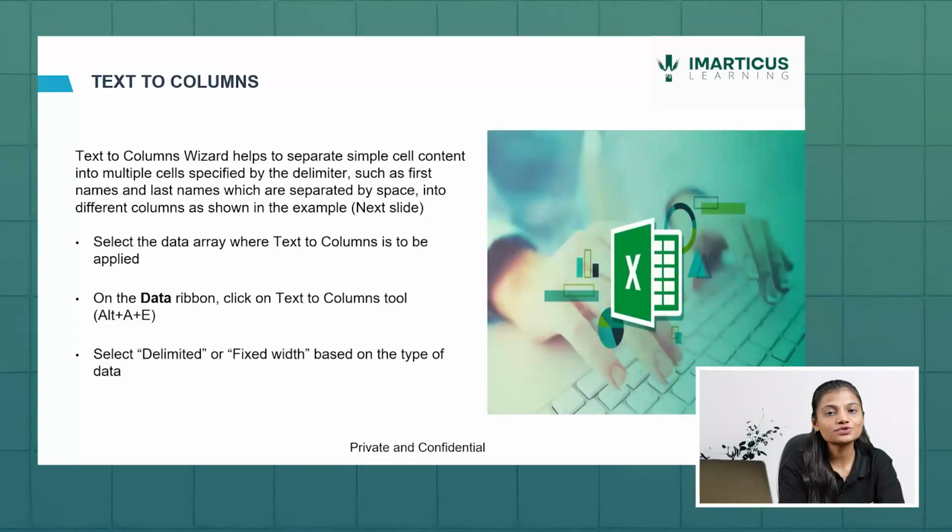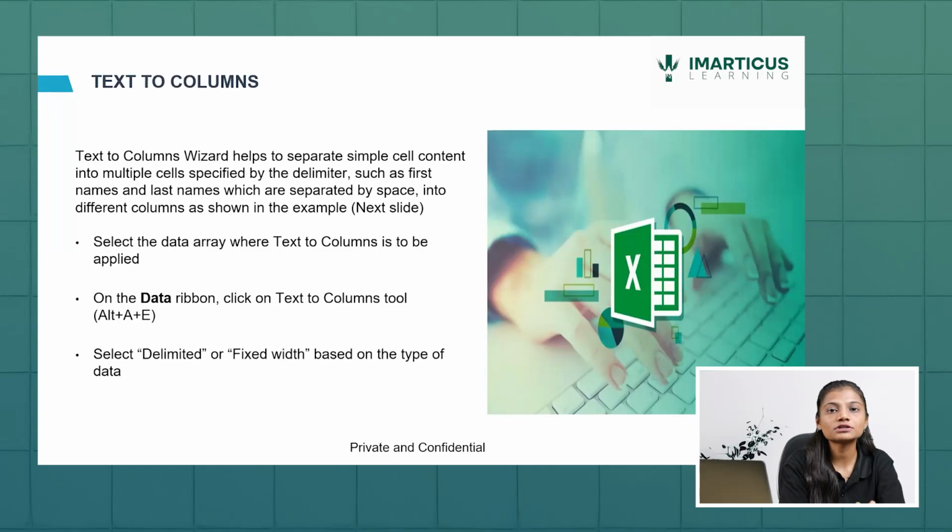Now the text to column wizard helps to separate simple cell content, as I gave you an example, value 1, value 2, value 3, and so on, into multiple cells specified by a delimiter. Now what's a delimiter over here? A delimiter is nothing but a separator. Imagine that I mentioned value 1, comma, value 2, comma, value 3. Each value which I am mentioning is separated by a comma. So comma is acting as a delimiter or a separator between each element in the value.